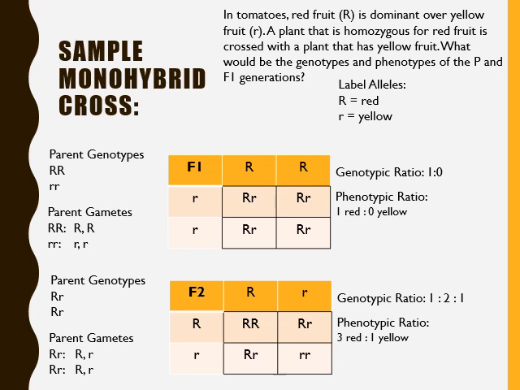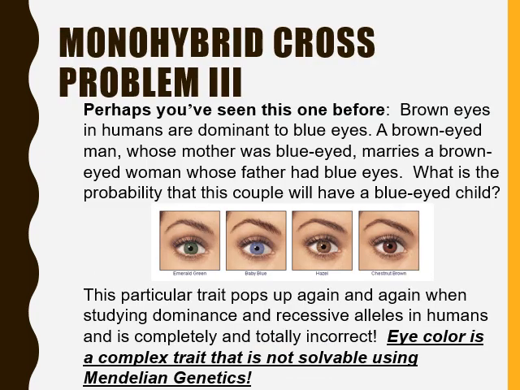Let's do another problem. You've probably seen something like this before. Brown eyes in humans is dominant to blue eyes. A brown-eyed man whose mother was blue-eyed marries a brown-eyed woman whose father had blue eyes. What's the probability that this couple will have a blue-eyed child? I have seen these problems. Don't even start trying to do this. Stop. Just listen to me.